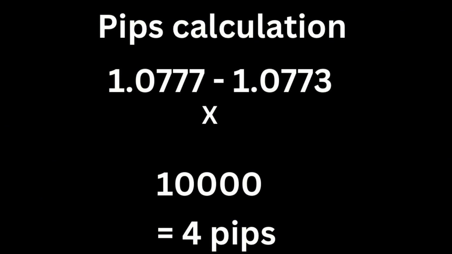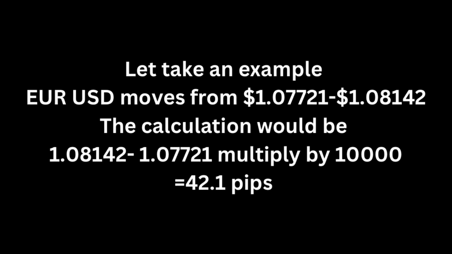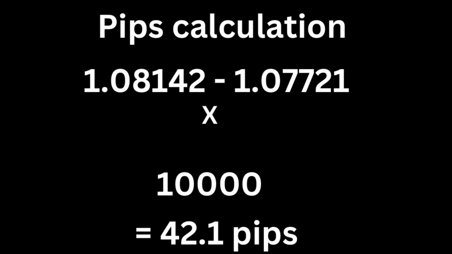Now let's take another example. Let's say Euro USD moves from 1.07721 to 1.08142. To calculate this, you actually do the same thing you've done before. You subtract 1.07721 from 1.08142. Then you multiply it by 10,000. That will give you an approximate of 42 pips.